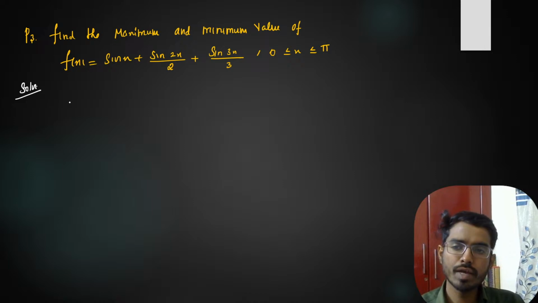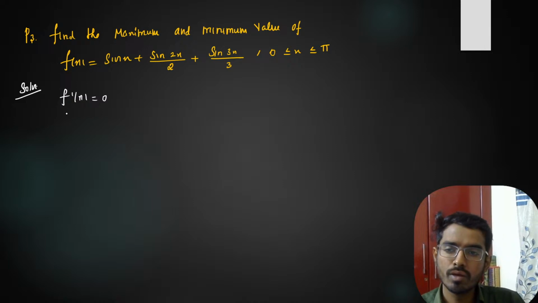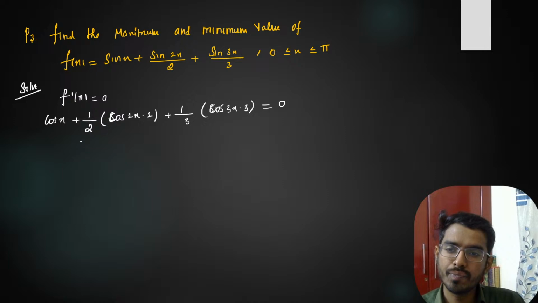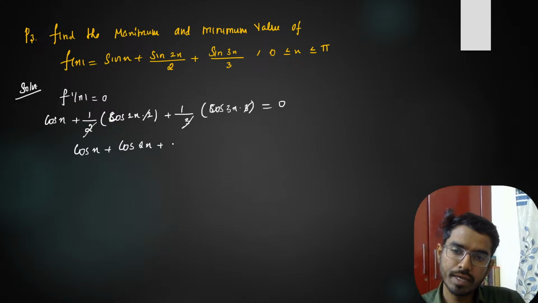So similarly, you find f dash of x is equal to 0. So we have to find maxima and minima on this interval only. f dash of x is equal to 0. So derivative of sin x is cos x, plus 1 by 2, derivative of sin 2x is cos 2x into 2, plus 1 by 3, derivative of sin 3x is cos 3x into 3, equal to 0. 2, 2 will get cancelled. 3, 3 will get cancelled. So we have cos x plus cos 2x plus cos 3x equal to 0.